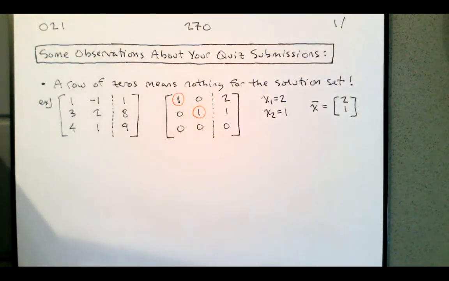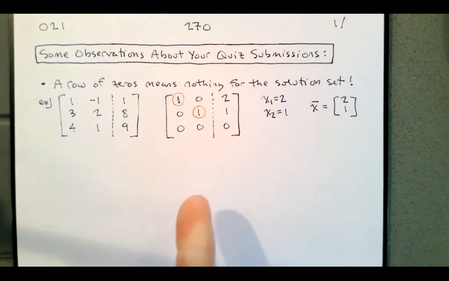So we have a row of zeros. That means nothing for the solution set. Sometimes there's a row of zeros and there's infinitely many solutions. Sometimes there's a row of zeros and there's exactly one solution. Sometimes we can have a row of zeros and still have an inconsistent system. So a row of zeros means nothing for the solution set. So don't use a row of zeros to justify anything.